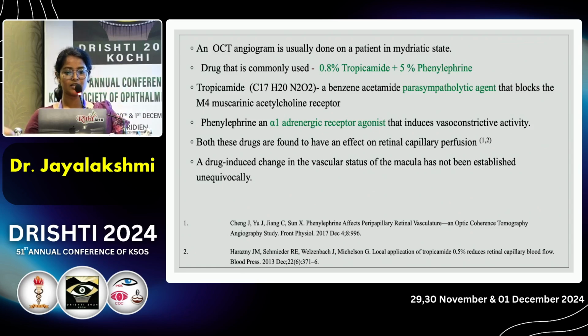Tropicamide is a benzene acetamide, a parasympatholytic agent which blocks the M4 muscarinic acetylcholine receptor. Phenylephrine is an alpha-1 adrenergic receptor agonist that induces vasoconstrictive activity. Both these drugs were found to have an effect on retinal capillary perfusion. A drug-induced change in the vascular status of the macula has not been established unequivocally.